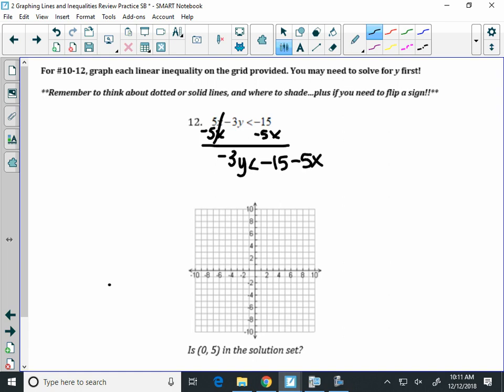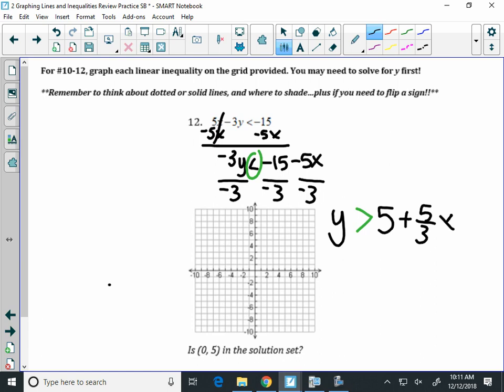Now I need to get y by itself, so I'm going to divide every term by negative 3. Now when I divide by a negative, when I have an inequality, remember that this symbol is going to flip. So instead of less than, it's going to become greater than. Negative 15 divided by negative 3 is positive 5. And 5/3, that's going to stay a fraction, but a negative over a negative becomes a positive 5 over 3x.